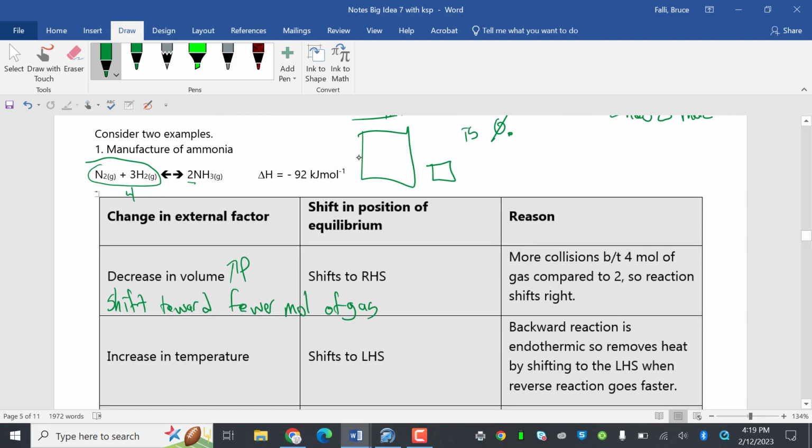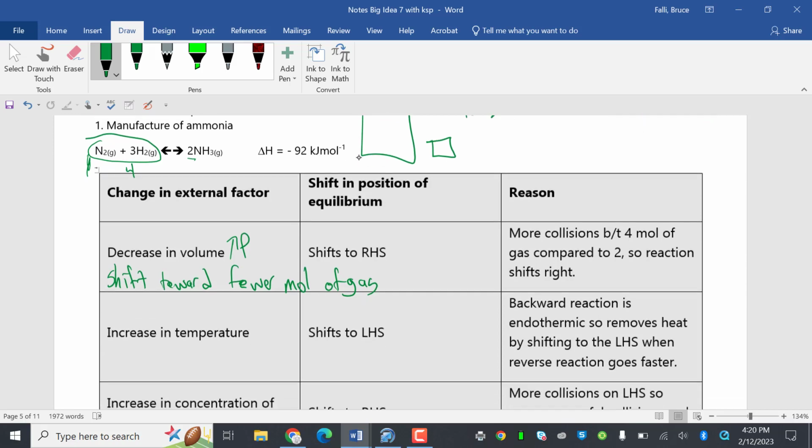Okay. The other way you can look at it is the concentrations change, right? The concentrations change because if I divide everything by 2, say I cut it in half, then that changes the concentrations because it's moles per liter.